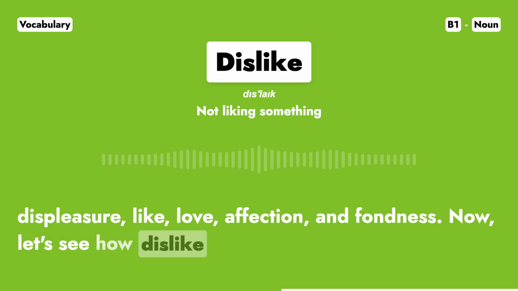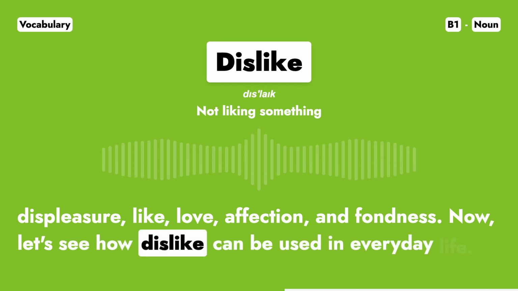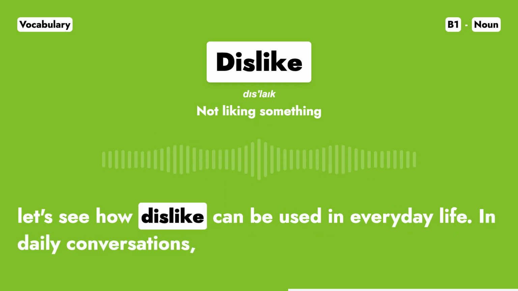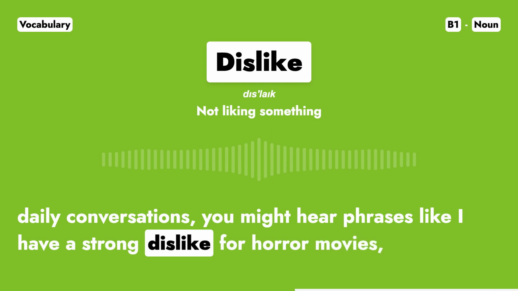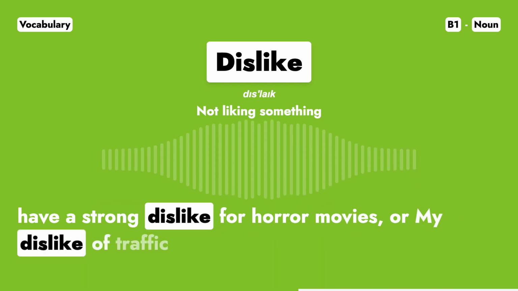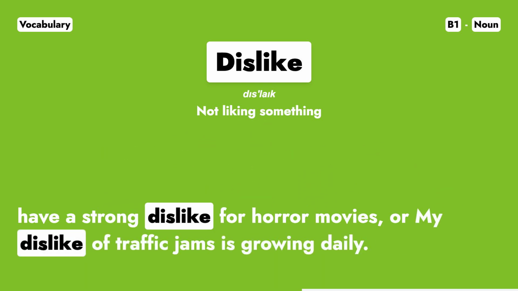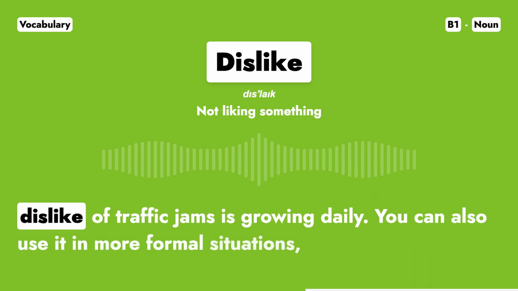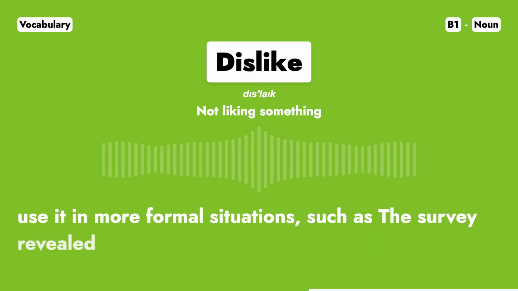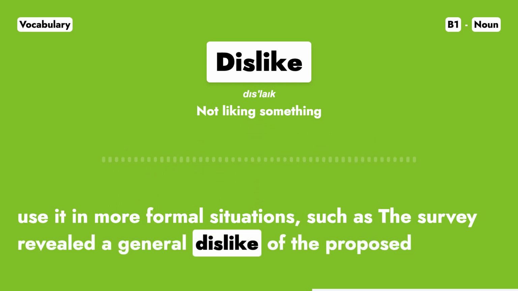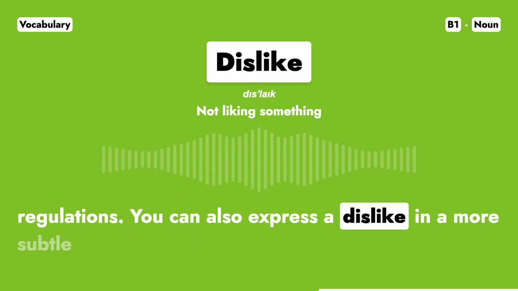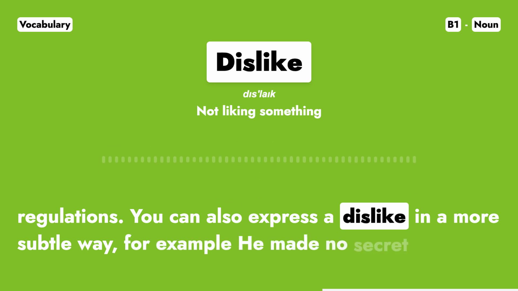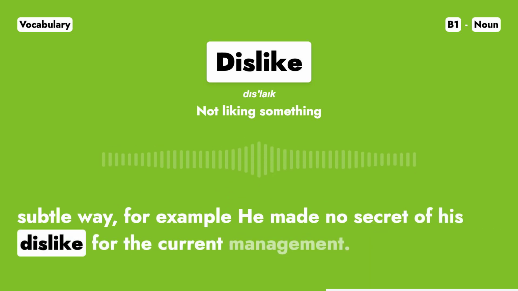Now, let's see how dislike can be used in everyday life. In daily conversations, you might hear phrases like, "I have a strong dislike for horror movies," or "my dislike of traffic jams is growing daily." You can also use it in more formal situations, such as the survey revealed a general dislike of the proposed new regulations. You can also express a dislike in a more subtle way. For example, he made no secret of his dislike for the current management.